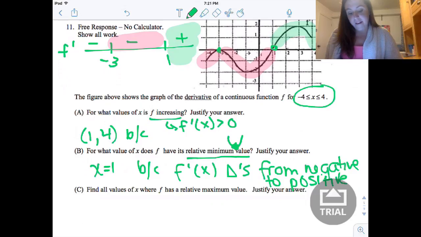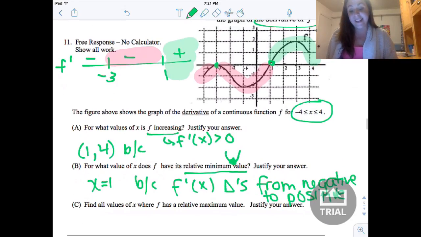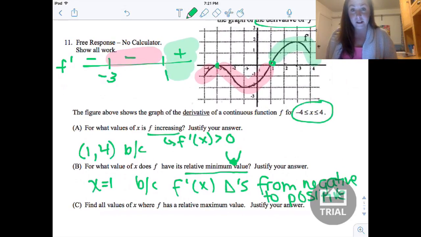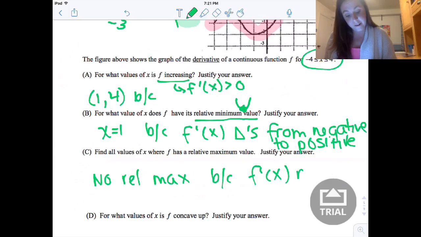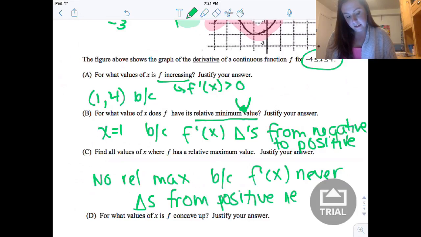Find all values where f has a relative maximum. In this case, f does not have any relative maximums. No relative max because f prime of x never changes from positive to negative. Now, by EVT, there would still be an absolute max, but we weren't asked to find that.